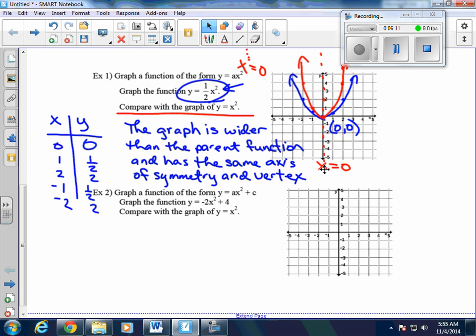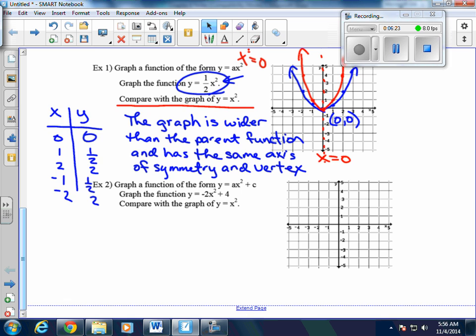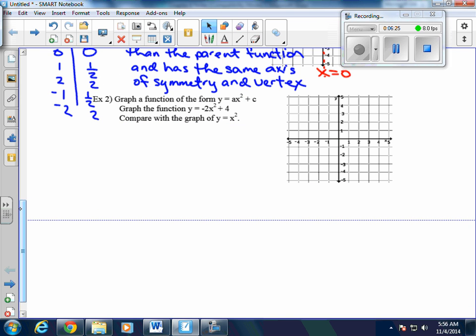All right, so let's go to the second one. It says graph function of the form y equals ax squared plus c. So now we notice we're going to have a number at the end, and we're going to see what does that do to our parent function. So let's just throw the parent function up on our graph, just so we can compare that. And let's make a table of values. So let's graph the other one.